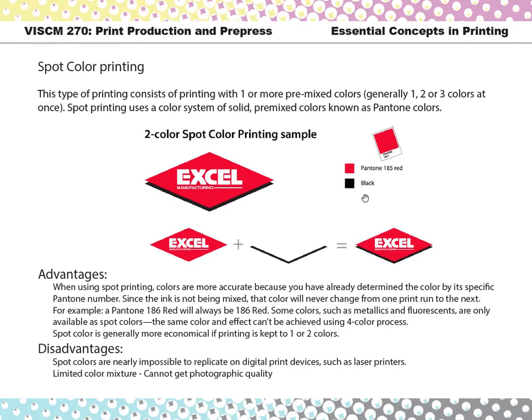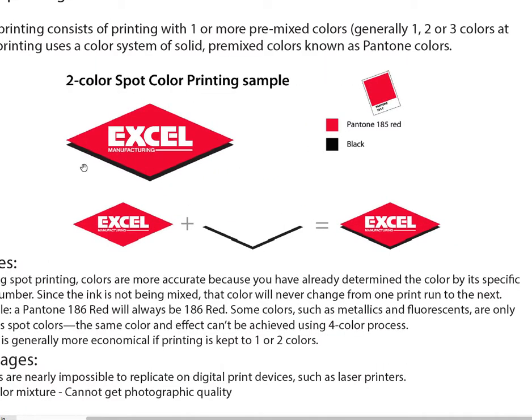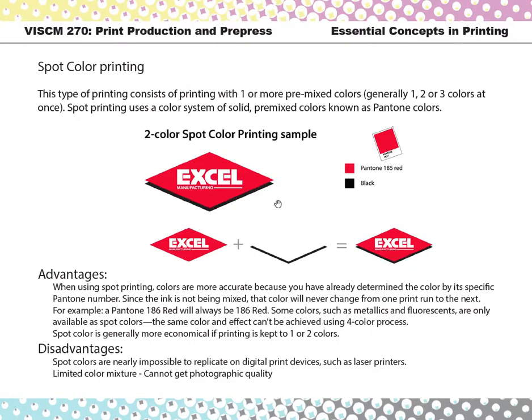Just a disadvantage though is that you don't get photographic quality. You don't get photograph reproduction, and it's hard to get exact spot colors on digital printing devices. Currently they're not making a lot of spot color for digital presses. So we can see here, there's the red and the black to form the logo. That's a 2-color job, we call that. That's a 2-color versus a 4-color job.